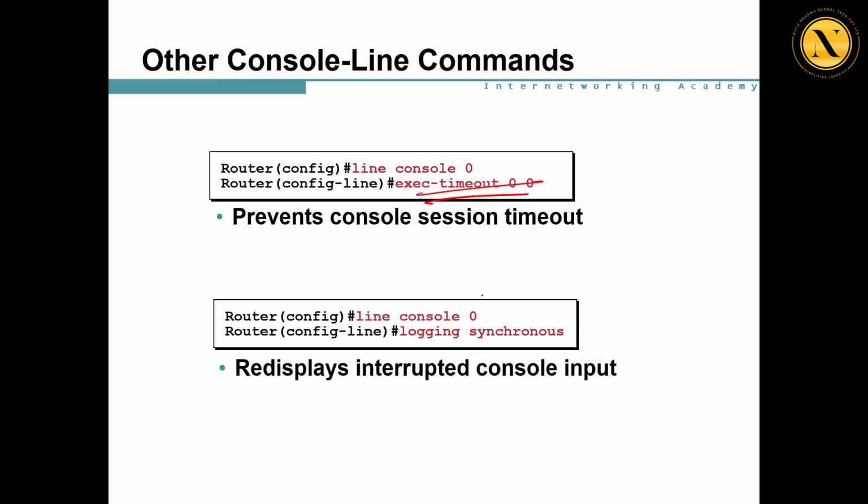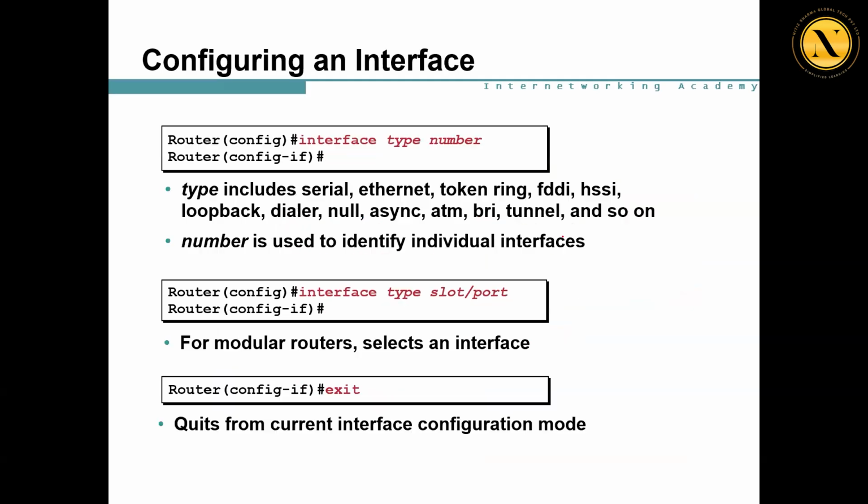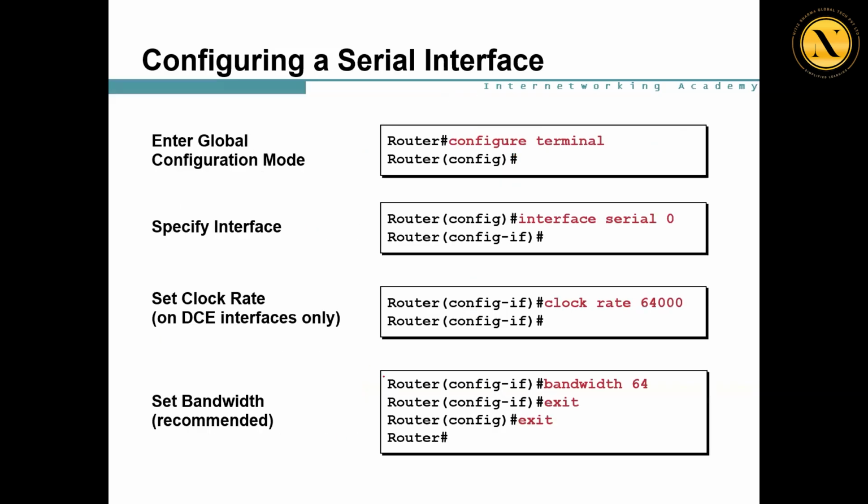We have done exec-timeout 0 0, logging synchronous, right? It replaces the interrupted console input and prevents console session timeout. Interface gigabit 0/0/0. In the olden days, it was just gigabit 0, or just Ethernet 0, or just FastEthernet 0/0. Nowadays, it is like this. So that's slot and port, right? So it's like this: interface gigabit 0/0/0, and so on.